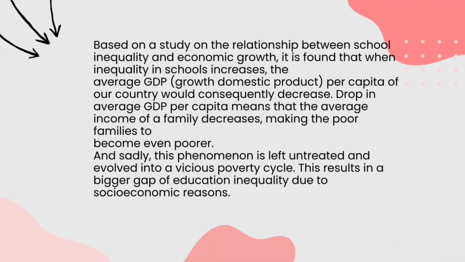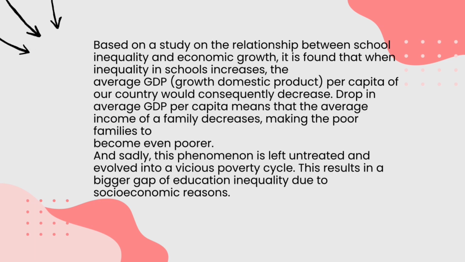Based on a study on the relationship between school inequality and economic growth, it is found that when inequality in schools increases, the average GDP per capita of our country will consequently decrease. A drop in average GDP per capita means that the average income of a family decreases, making poor families become even poorer. And sadly, this phenomenon is left untreated and evolves into a vicious poverty cycle. This results in a bigger gap of education inequality due to socio-economic reasons.